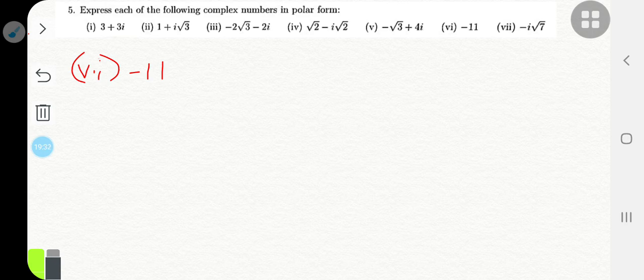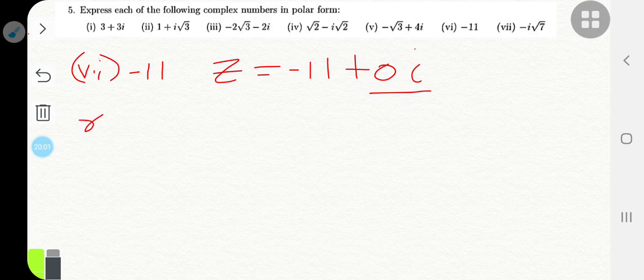So on part 6, we only have negative 11. I've only been given a negative 11. I'm supposed to have the real part and the imaginary part, but I don't have the imaginary part. So I'll say, let my z be equal to negative 11 plus 0i. You see, I've included 0i because we have nothing there, so I've included the imaginary part.